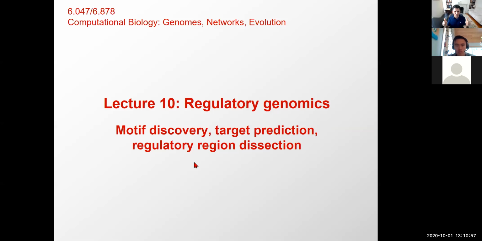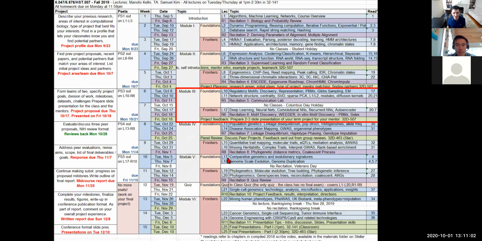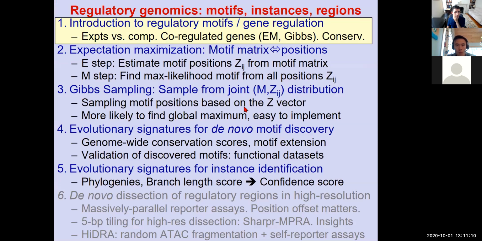Okay, so welcome everyone. Today, regulatory genomics, motif discovery, target prediction, regulatory region dissection. We're entering a new module. We're going to talk about motifs today, and then how to understand the networks, and then some deep learning techniques in a couple of lectures.